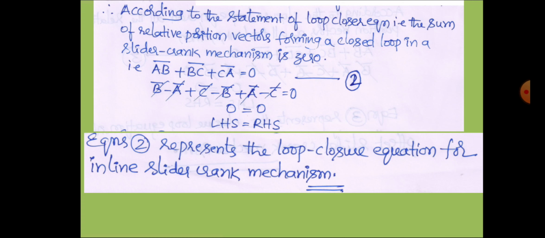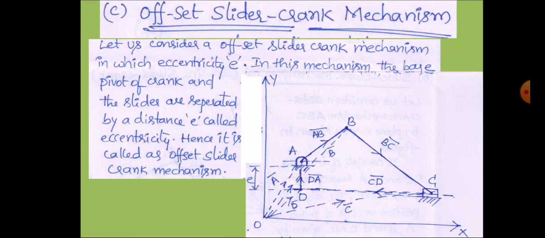Inline means the slider and the pivot point A in the figure both will be on the same line. So equation 2 is the loop closure equation for the slider crank mechanism.